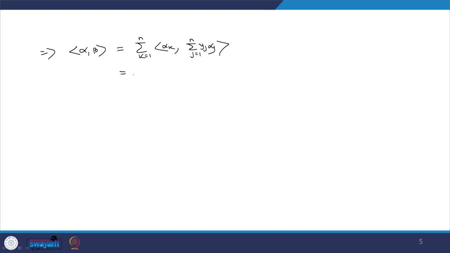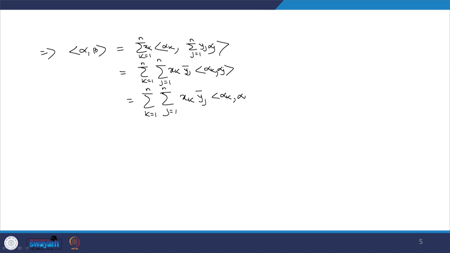So this is equal to, again by the definition of the inner product, the inner product of sigma k equal to 1 to n and then again sigma j equal to 1 to n. The scalar quantities x_k and y_j bar I will take out, and then the inner product of alpha_k and alpha_j. So this is equal to sigma k equal to 1 to n, sigma j equal to 1 to n, x_k and y_j bar, and the inner product of alpha_k and alpha_j.